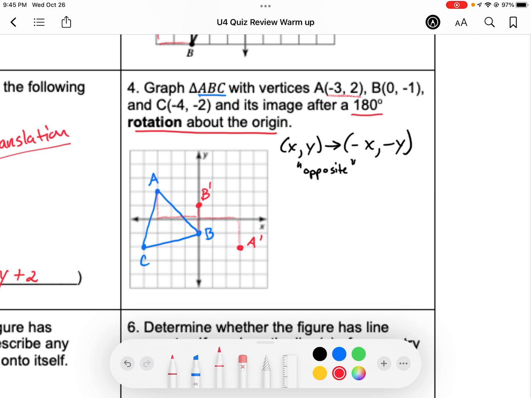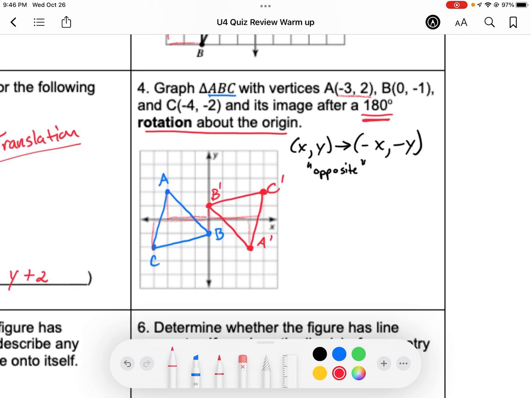And the same idea applies to C. For C, when I graphed it, I went to the left 4, down 2. So I'm going to go to the right 4 and up 2. There's C prime. And if I connect those 3 points, I get the new triangle A prime, B prime, C prime, and it can be seen as a rotation of 180 degrees around the origin. But when I have negative x, negative y for a 180 degree rotation, all you do is the opposite of the x's and opposite of the y's.